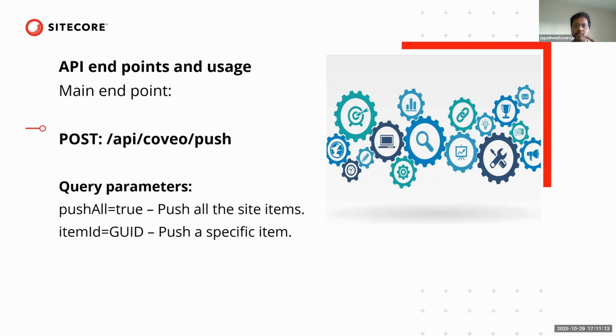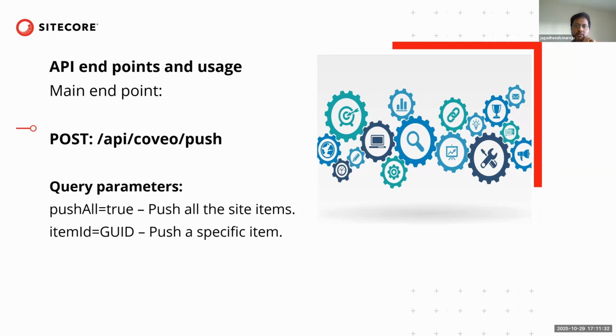It pushes all the Sitecore items into Coveo. And I can also just supply an item ID, the GUID of a Sitecore item, and it pushes that specific item ID that you supplied. So with just a single API call, I can handle both full and targeted indexing. It's super flexible and easy to work with.